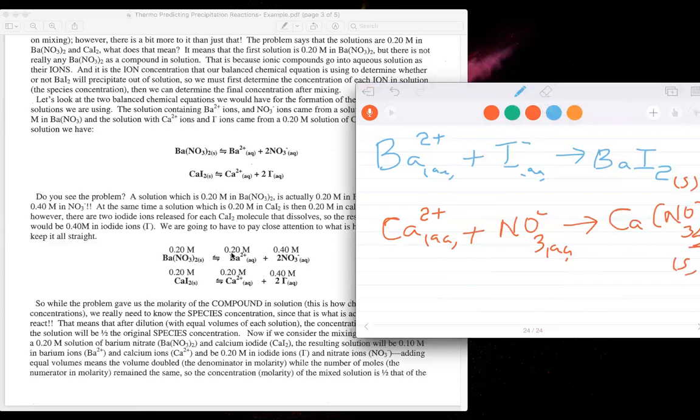So assume now all of these are in one beaker. The concentration will be half of what you had before. So this one will be 0.1, and this will be 0.1 molar, because it is 1/2 of what I had before I mixed.